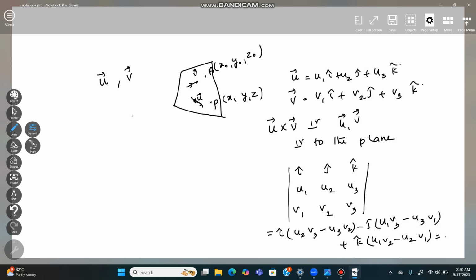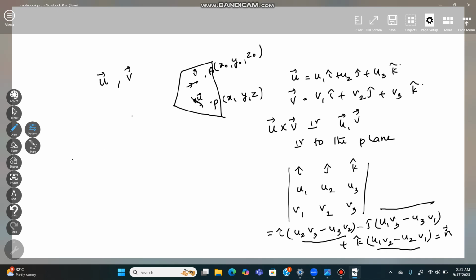Now this is going to act as the normal vector. So let me now assume that the components for the normal vector along the i j k directions are A, B, C, where A is going to be this one, u2 v3 minus u3 v2, and B is going to be u1 v3 minus u3 v1, and C is going to be u1 v2 minus u2 v1.